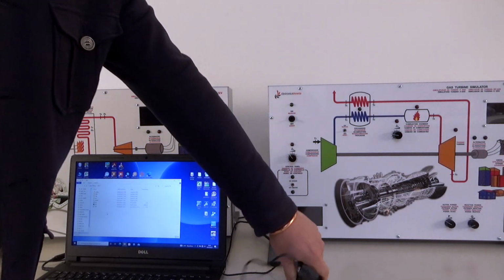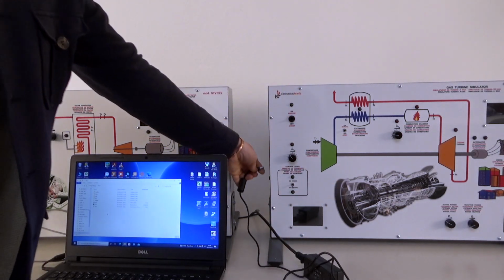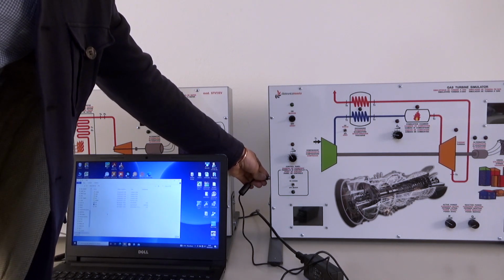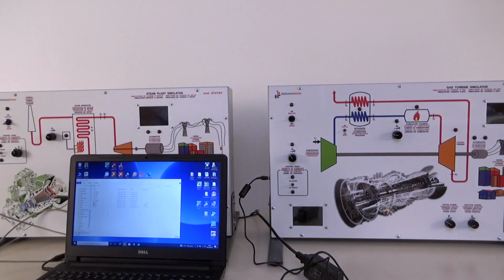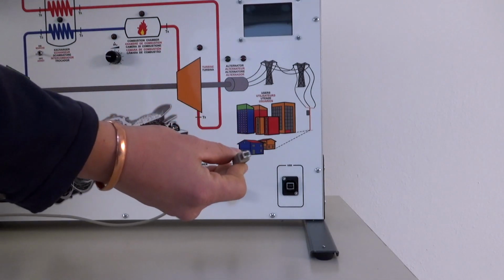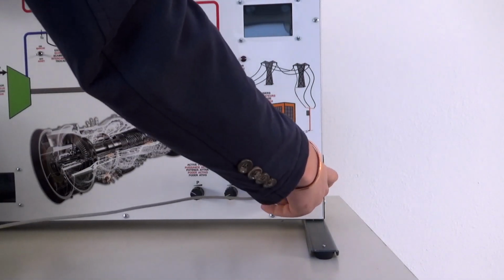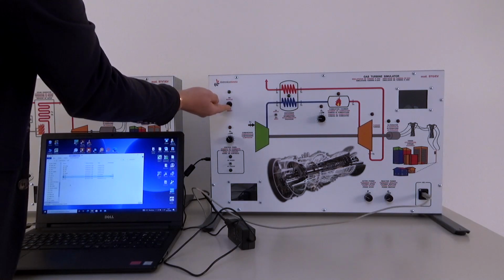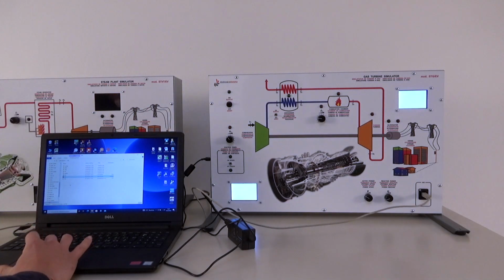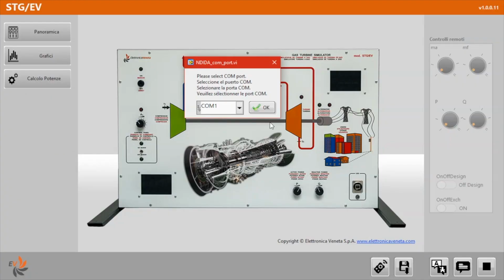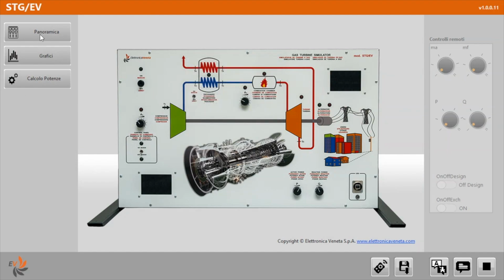Now we check the connections for model STG. First we connect the power supply, which is 12 volts, 2.5 amps, on the side of the simulator. Then we connect the USB Type B cable. Then we turn on the simulator, and in the meanwhile, we let the executable run. We select the available COM port, and we are ready to start the experimentation.